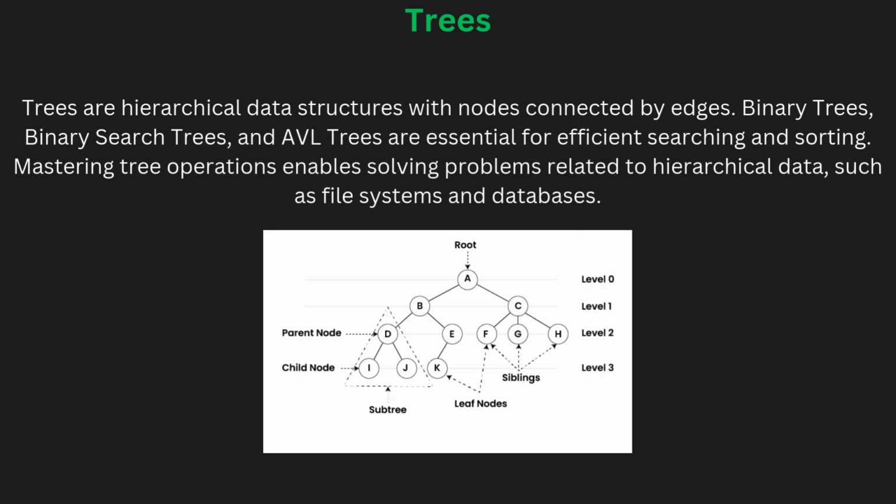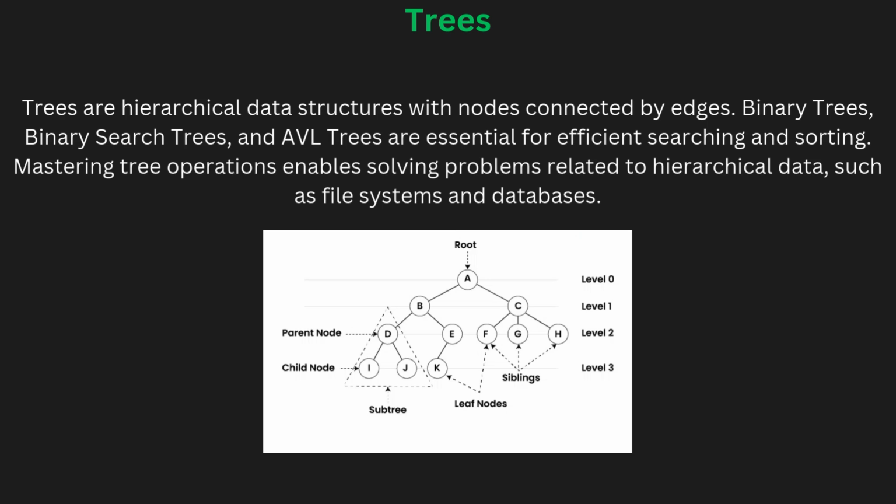Binary trees, where each node has at most two children, are widely used in applications like searching and sorting. Binary search trees are the type of binary tree where the left child node contains a value smaller than the parent node and the right child node contains a larger value, allowing efficient searching. AVL trees are self-balancing BSTs that ensure optimal performance by maintaining a balance factor for each node.